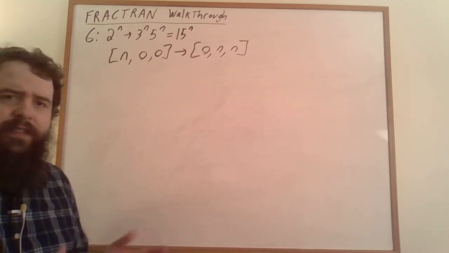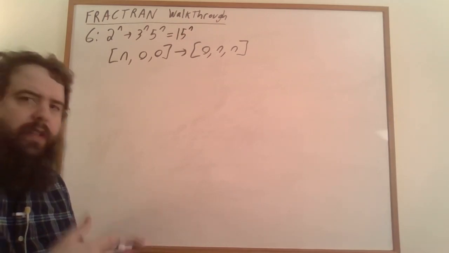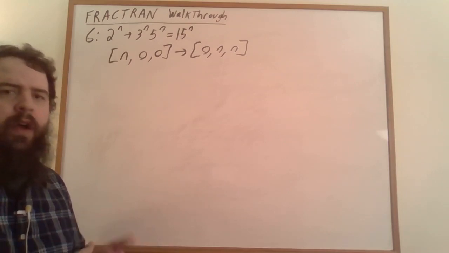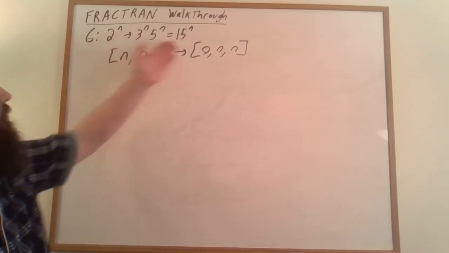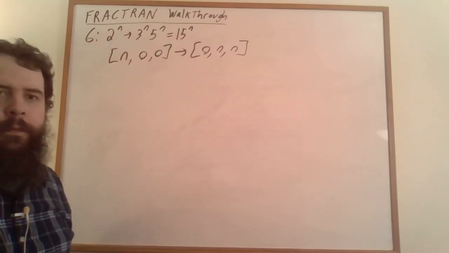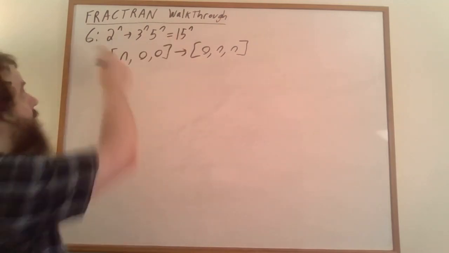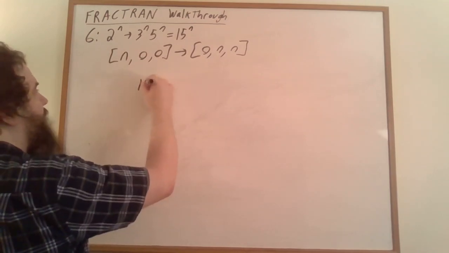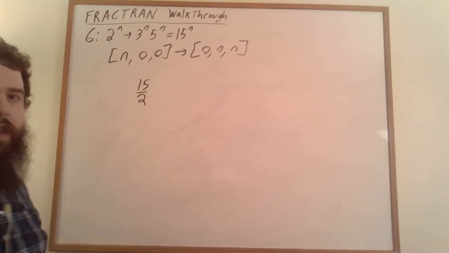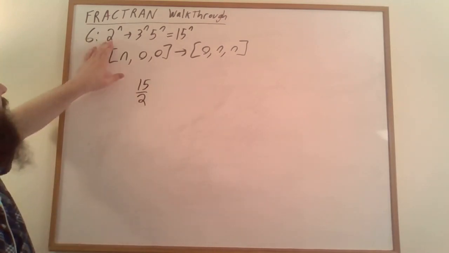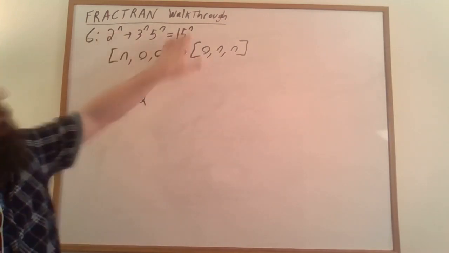So really this is the same as our problems for turning 2 to the n into 3 to the n, or 5 to the n into 7 to the n, except now we have a 15. But it's no different. The program that does this is just 15 halves. Every time we see a 2, we'll turn it into a 15, and that'll slowly, one by one, turn the 2 to the n into a 15 to the n.